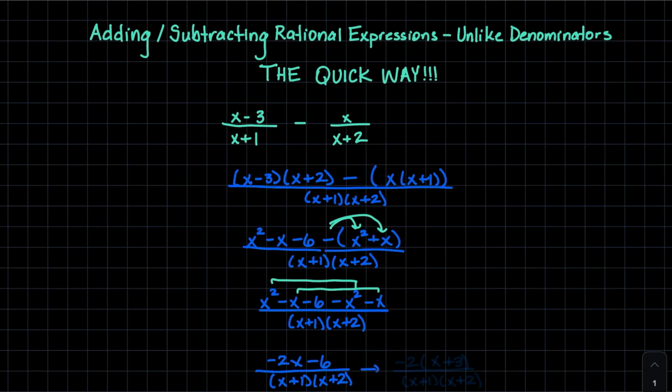In my numerator, both terms have a common factor of negative 2. And I'm left with x plus 3 all over x plus 1, x plus 2. I don't have any common factors between my numerator and my denominator, so my answer is complete.